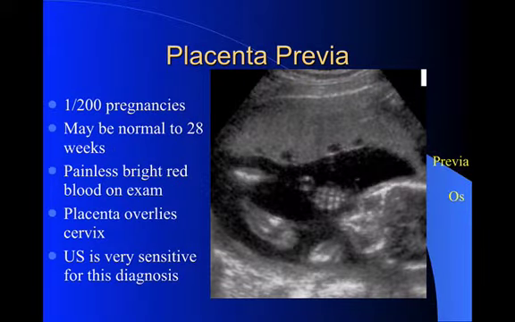Here's an example of previa. Again, it happens in 1 in 200 pregnancies late in pregnancy, but what you will see is the os will be covered up by the edge of the placenta. It will present with painless, bright red bleeding on exam. The placenta will be overlying the cervix, and ultrasound will be able to see this consistently.